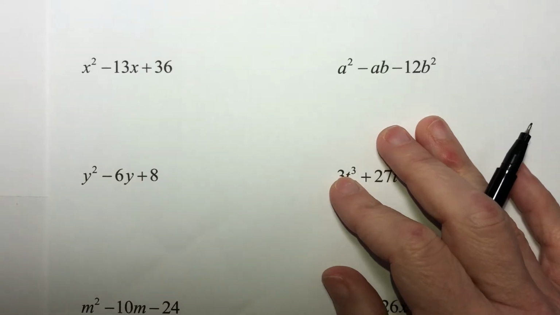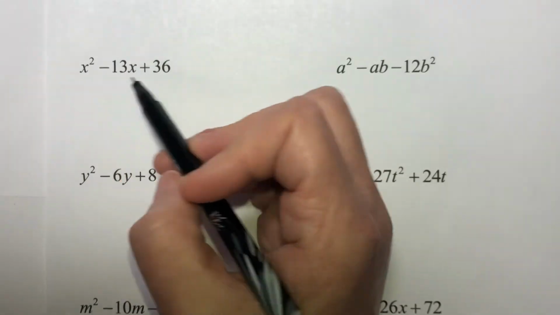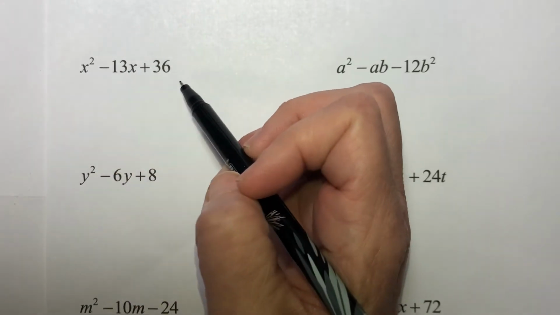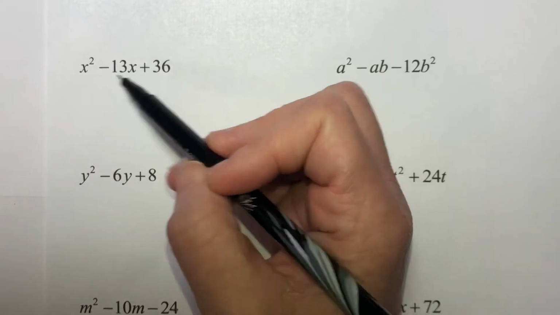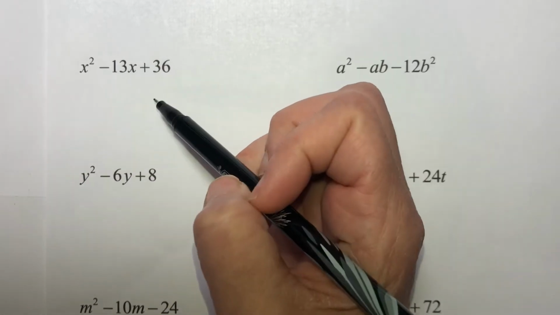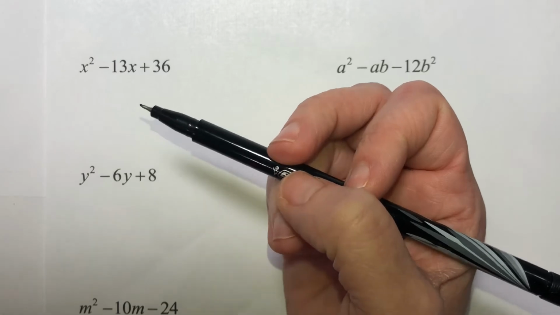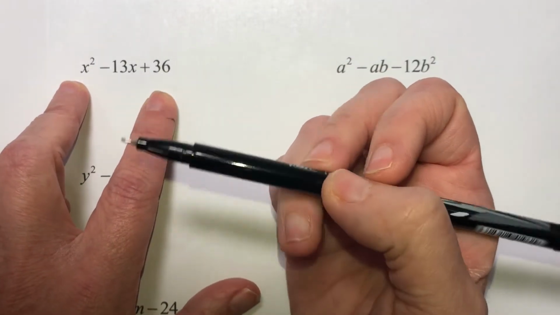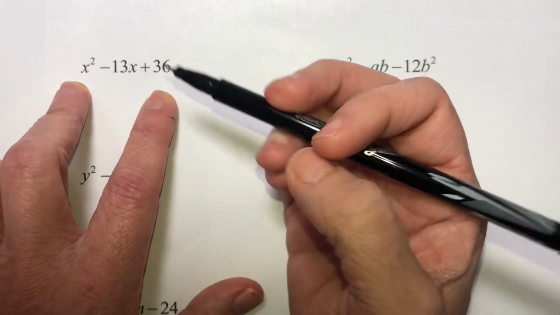Continuing on with section 6.2, this is part 3. We want to factor this trinomial. Our first step is to see if there's anything that we can factor out of all of them, and the answer is no. We have 3 terms. We end up at the part of our factoring flowchart that says to do 6.2.